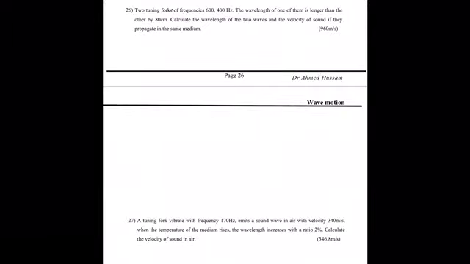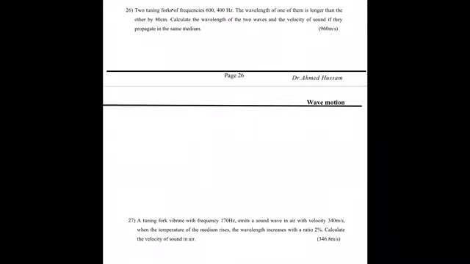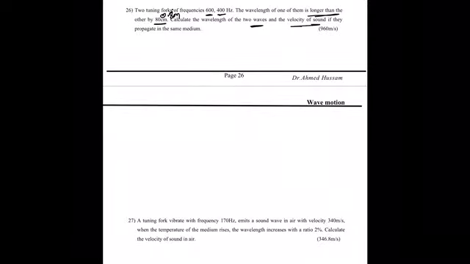Let's start number 26. Two tuning forks, 600 and 400 hertz. The wavelength of one of them is longer than the other by 0.8. It means 0.8 meter, of course, which is 80 centimeters. Calculate the wavelength of the two waves and the velocity.